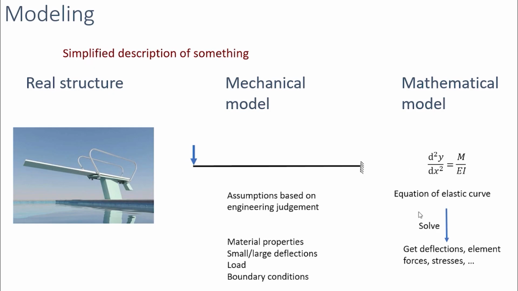In analyzing any kind of structure, we follow this procedure. First, we understand the real structure, make some assumptions and create a mechanical model. Then we represent this mathematically, solve the mathematical model, and get the values of the parameters. Based on those parameters, we decide on the structure. Even in analyzing a dynamic structure, we have to make simplified models. We have to describe the elements of a dynamic system in simplified terms, and we have to develop a mathematical model of the system so that we can solve it.